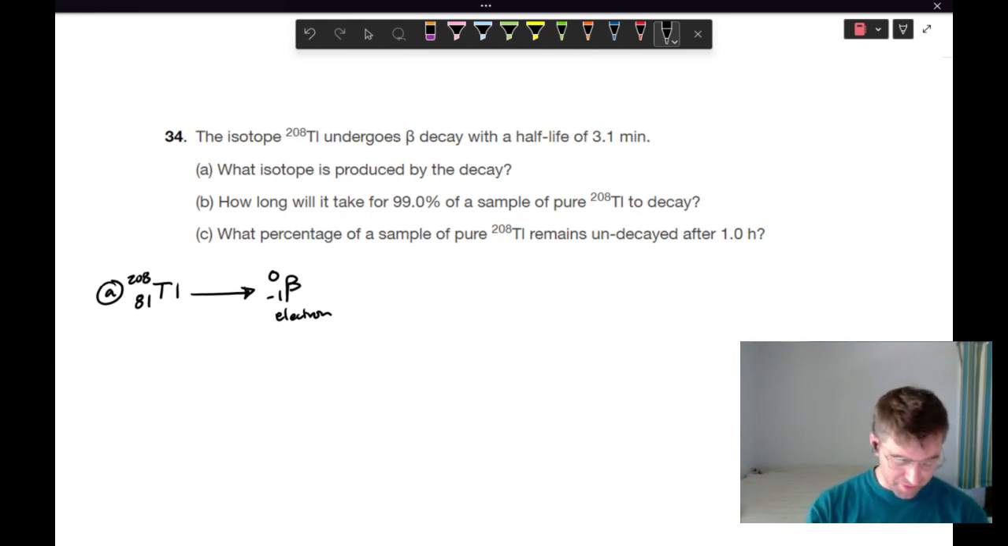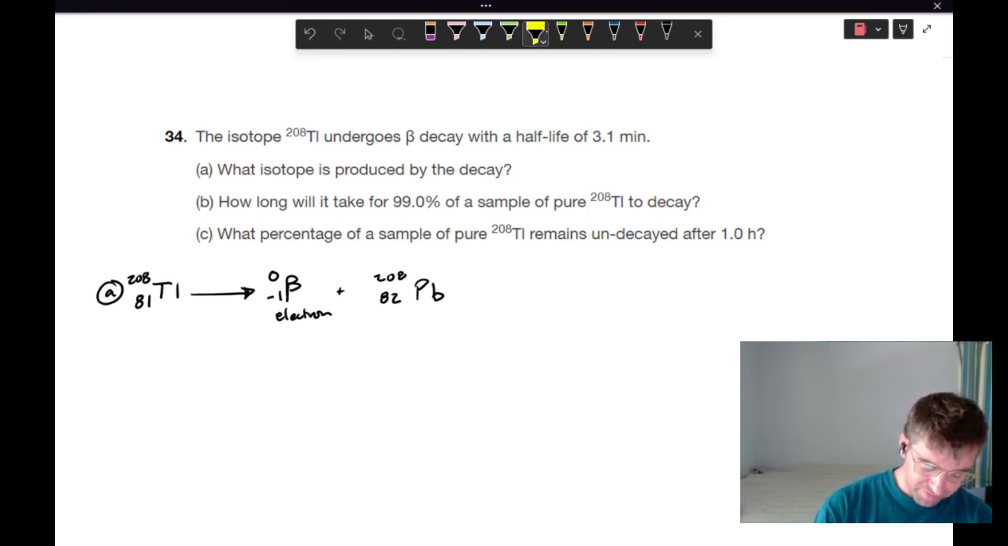And then we sum across the top. We have 208 for our mass number. And then to have an electron on the product side, what do we have to do to the left side to balance that out? We would have to add a proton effectively. So we will call that 82. Then we have to go to our periodic table and find out what the identity of 82 is. And that happens to be lead. Plumbum. Okay, so our answer for A is lead 208.